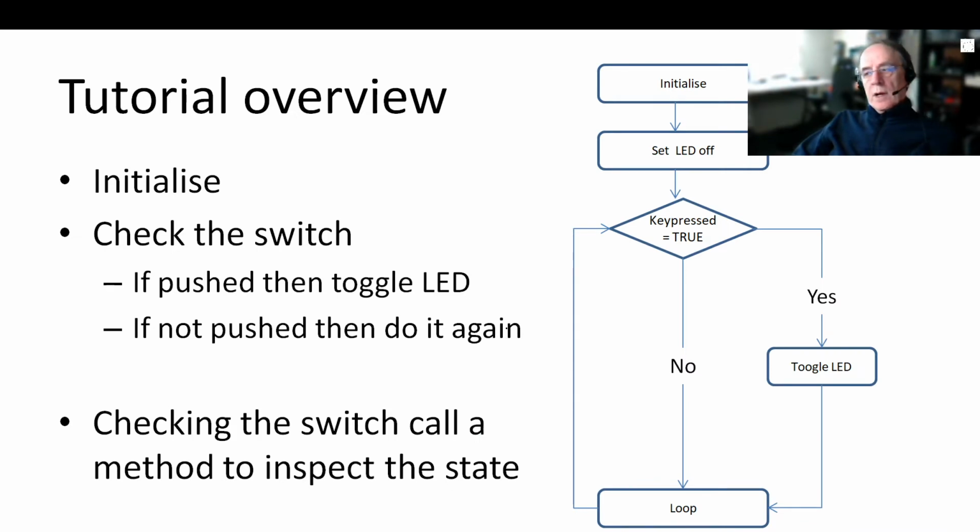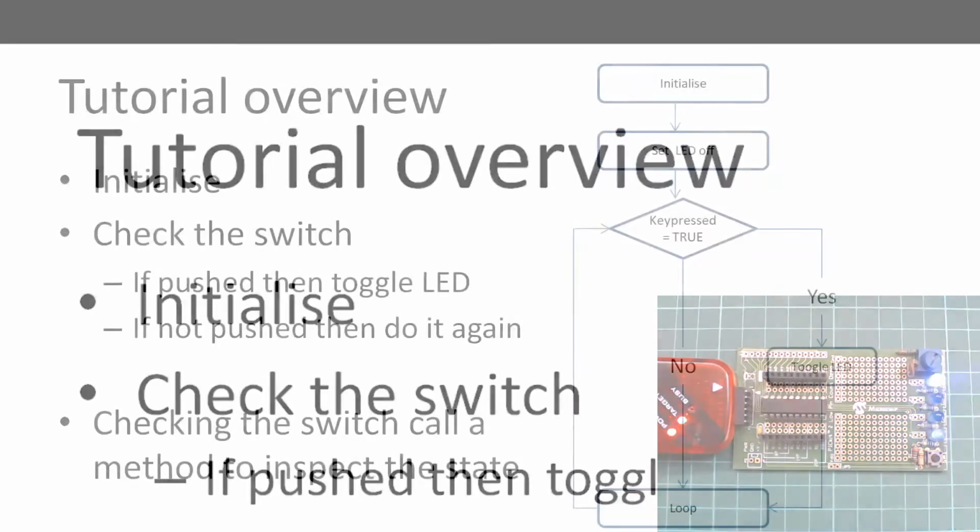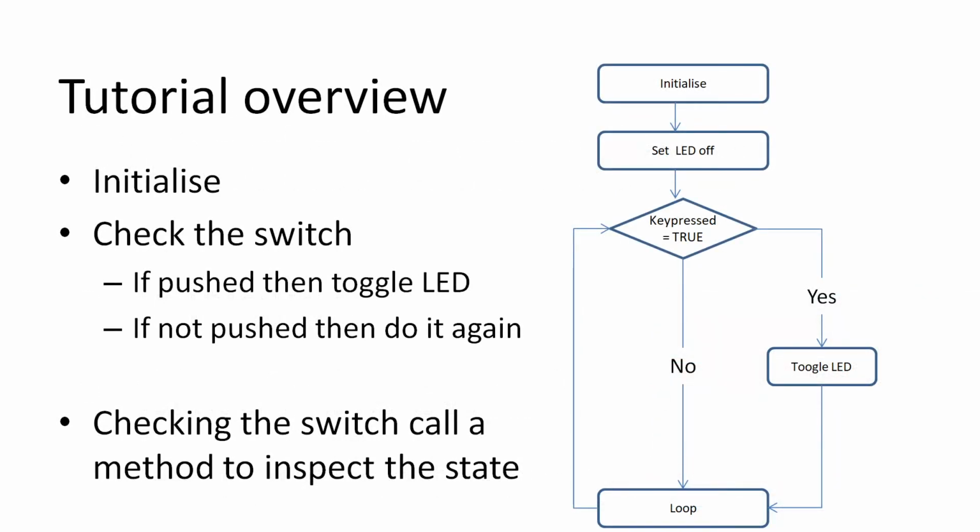So let's have a look what we're going to do. We're going to initialize the board. We've done that before. We're going to set the LED off. We're then going to check the state of the switch, and if it's pushed down, we're going to toggle the LED. If it's not, we're just going to loop around forever.